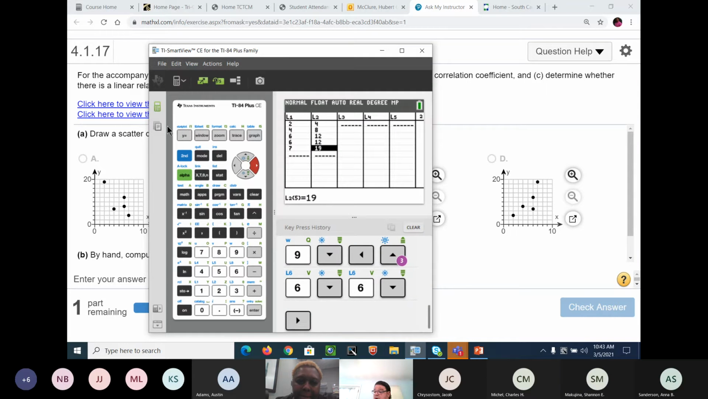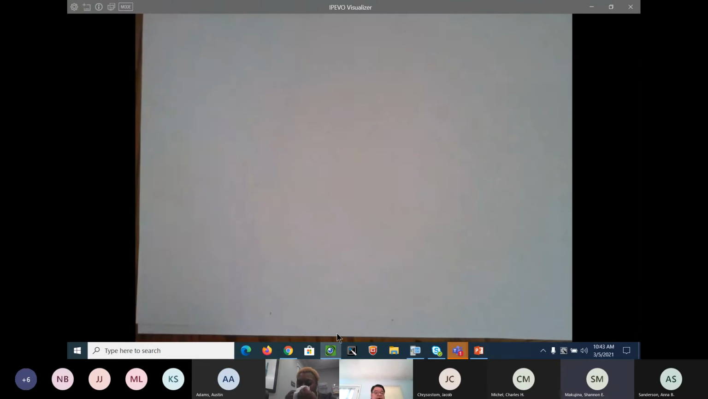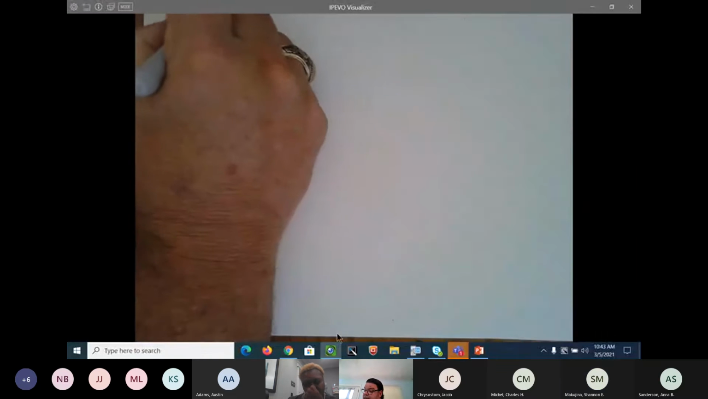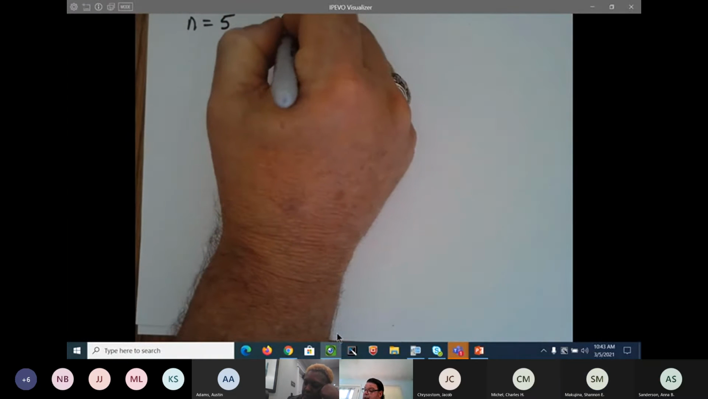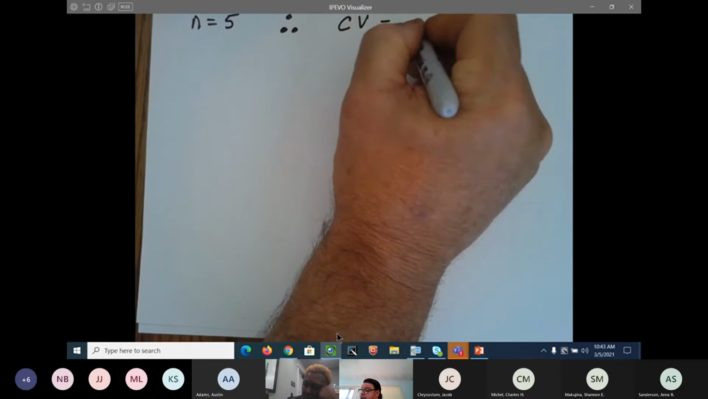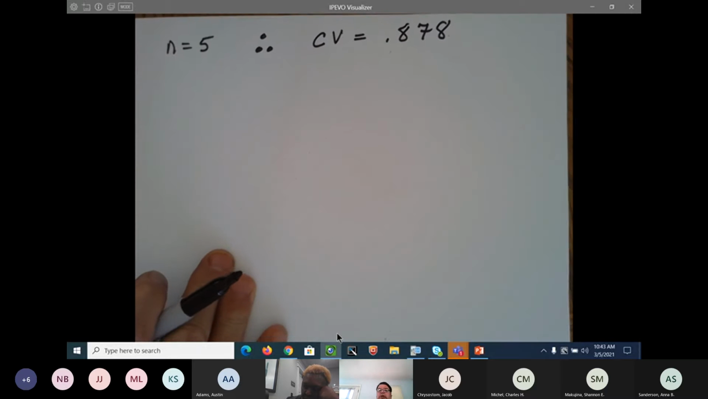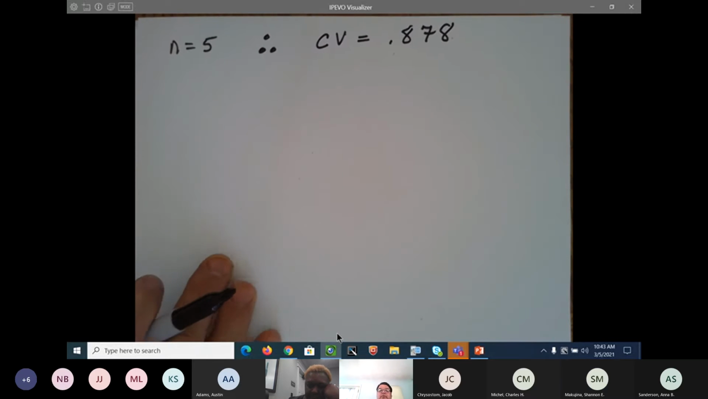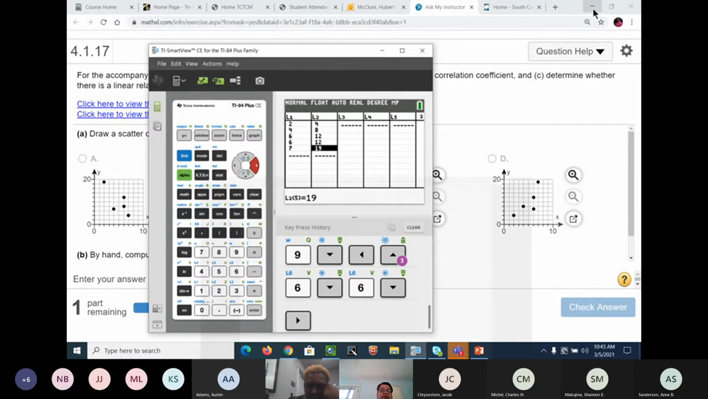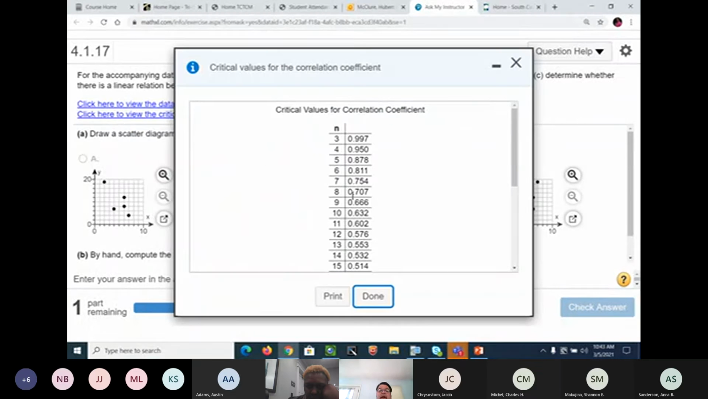6 and 6. Okay. There we go. All right. Now watch what I do over here. I'm going to take my handy dandy piece of paper here and I'm going to write n is equal to 5. Therefore, our critical value is equal to 0.878. And I did that by looking at the table, and n is equal to 5. Heck, if I was y'all, you know what I would do for the test? I'd print that table out right there and put it on an index card. But that's up to y'all.